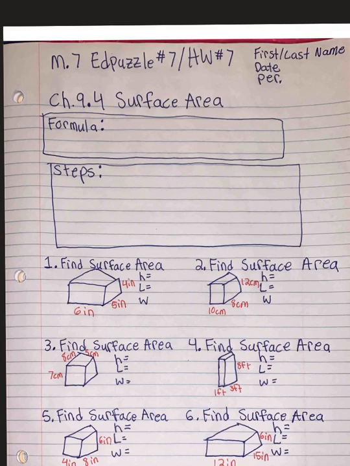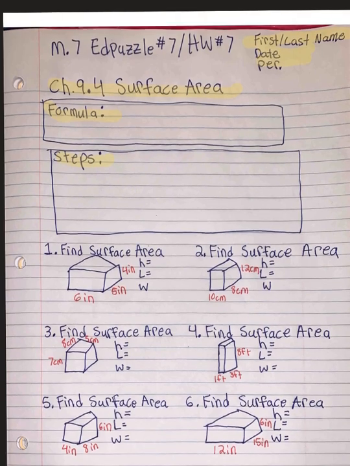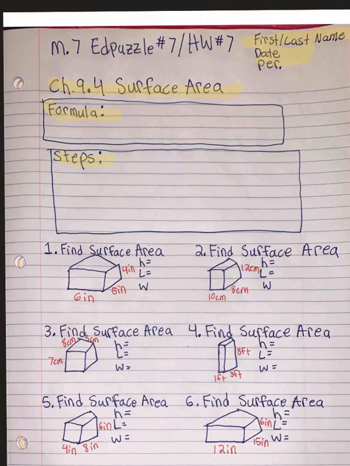Remember, as we are watching this Edpuzzle video, you are writing down the notes. So here is the template that is provided for you. As you're writing everything down, you should have your title, first and last name, date, and period. You're going to write down the formula, the steps, and we're going to go over these 6 examples. This resource will be posted for you on Google Classroom if you need to look at it or if you have any questions.